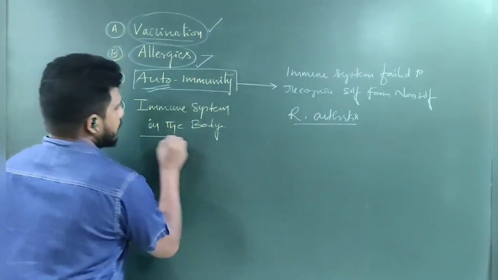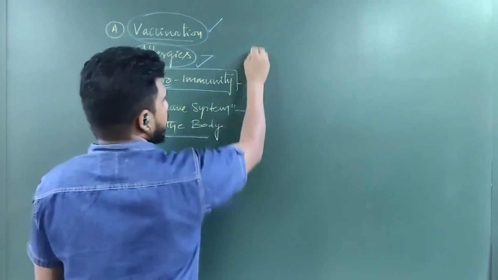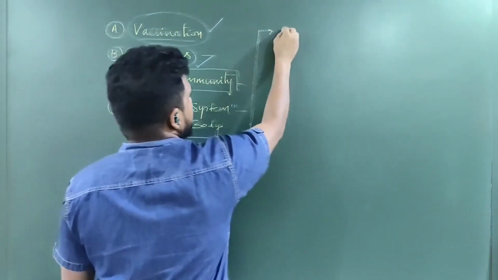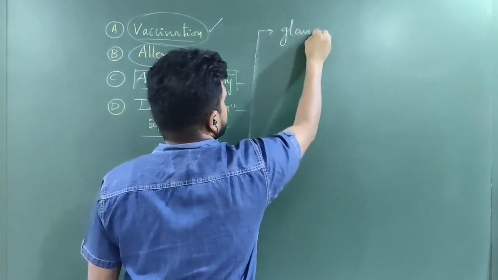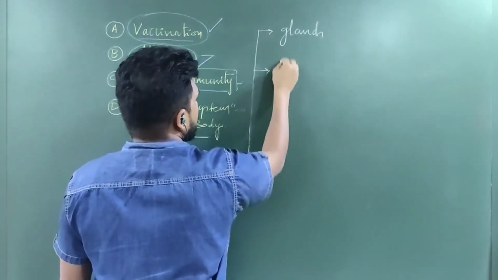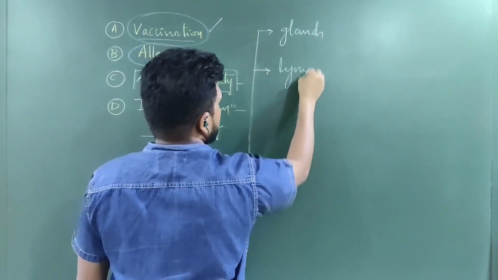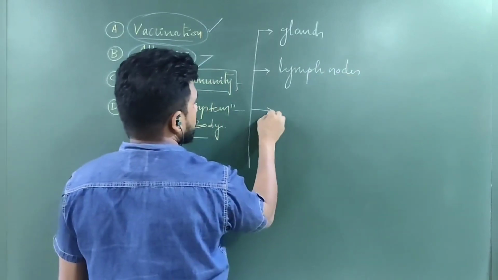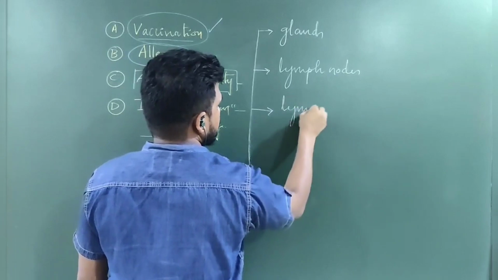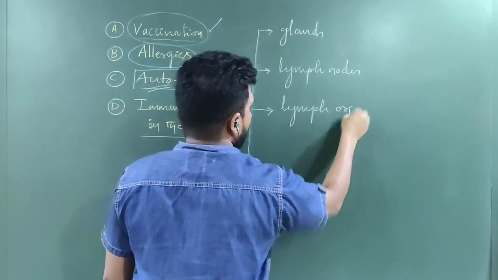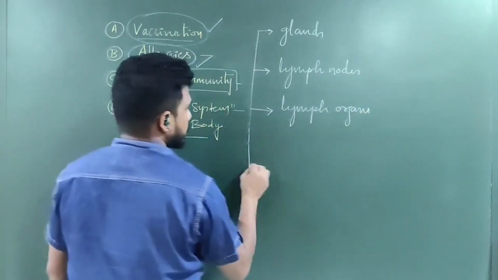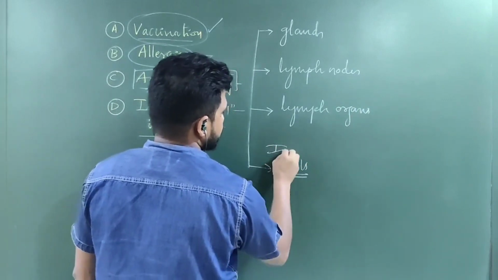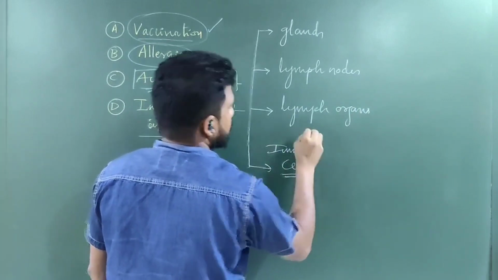Now the last one is the immune system. In our body, the entire immune system is run by some glands, lymph nodes, lymph organs, and immune cells. Let us see.